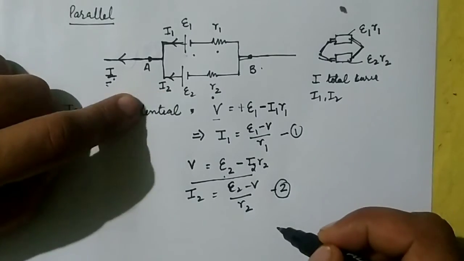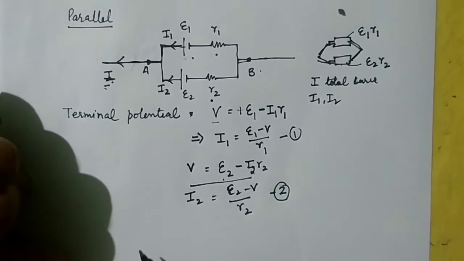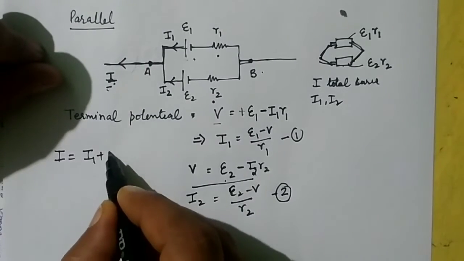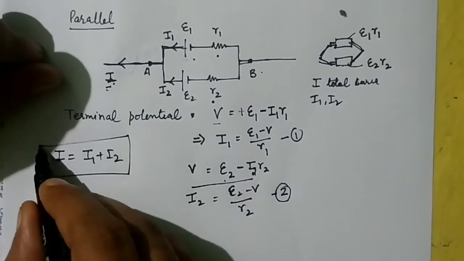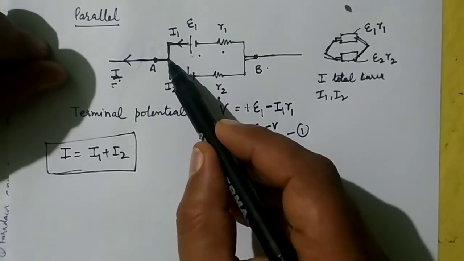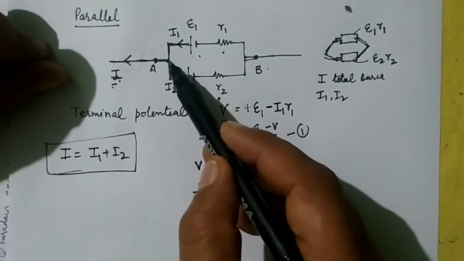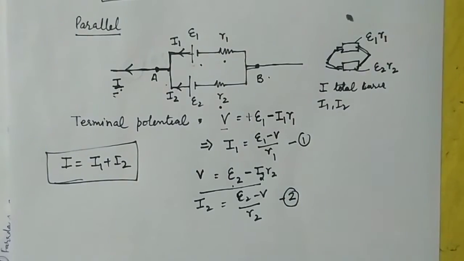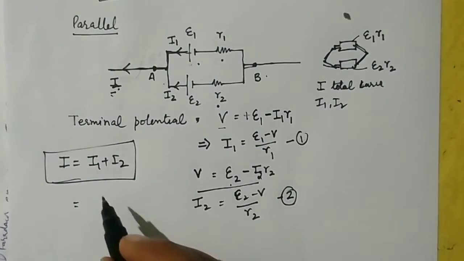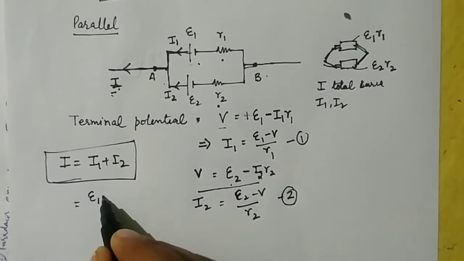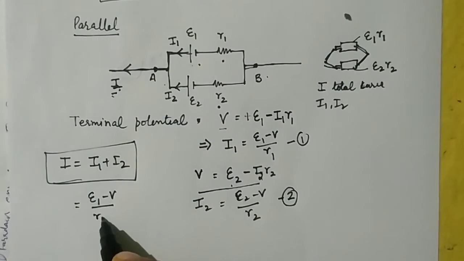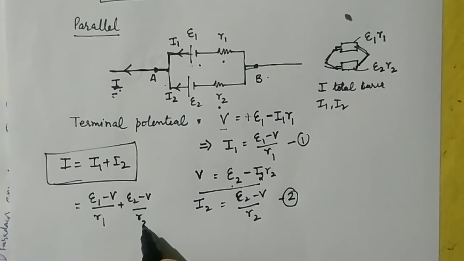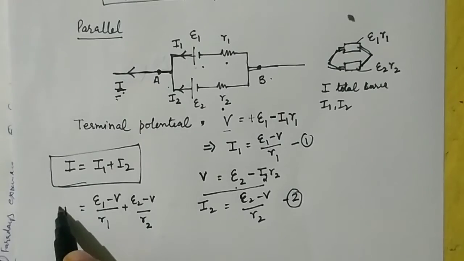So from 1 and 2, we know from the circuit that the total current is equal to I1 plus I2. You can see the total current entering this junction must be equal to the total current leaving the junction. Substituting the values of I1 and I2, I is equal to E1 minus V divided by R1 plus E2 minus V divided by R2. So this is your total current.